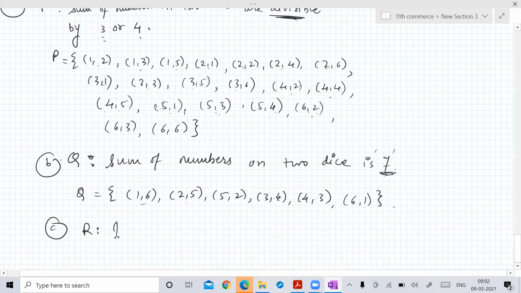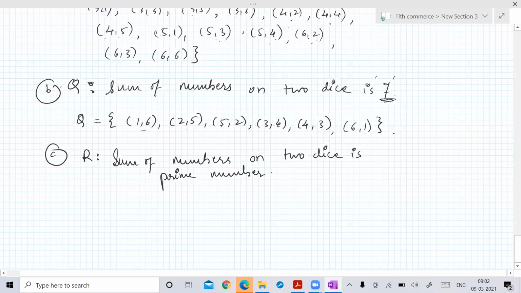Okay. Sum of numbers on 2 dice is a prime number.